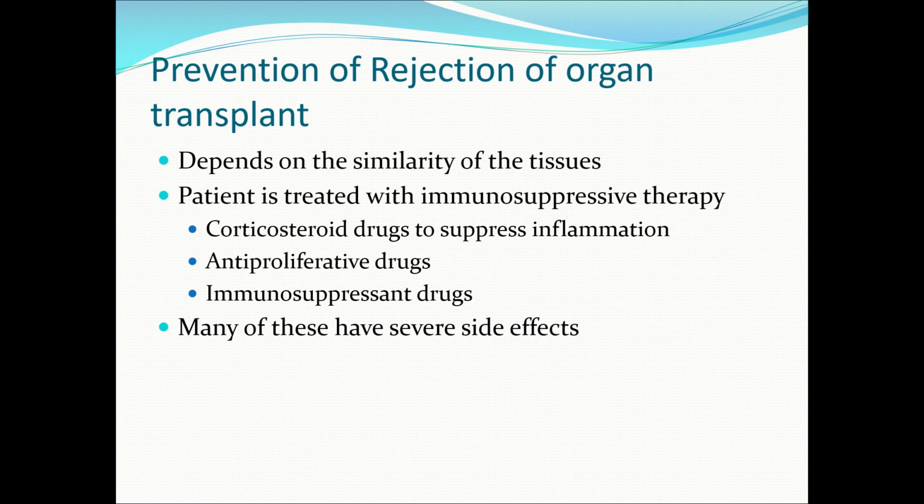It's important to prevent the rejection of an organ transplant. It depends on the similarity of the tissues. The patient would be treated with immunosuppressive therapy, such as corticosteroid drugs to suppress inflammation, anti-proliferative drugs, and immunosuppressant drugs. And of course, since these are going to affect the immune system, many of these have severe side effects.